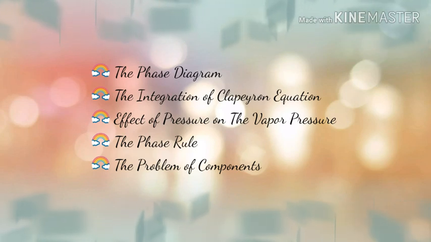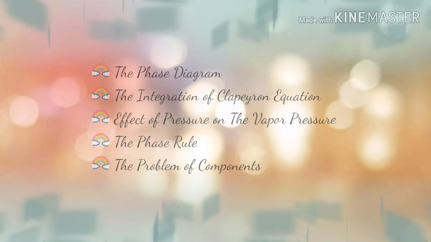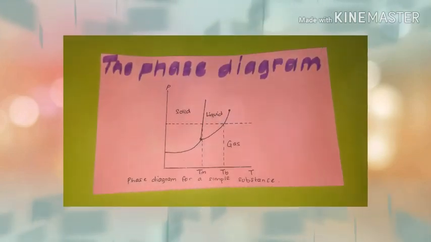Okay, in this section, I will explain about the phase diagram, the integration of the Clapeyron equation, the effect of pressure on the vapor pressure, the phase rule, and the problem of components. Okay, let's start. The first theory, the phase diagram.